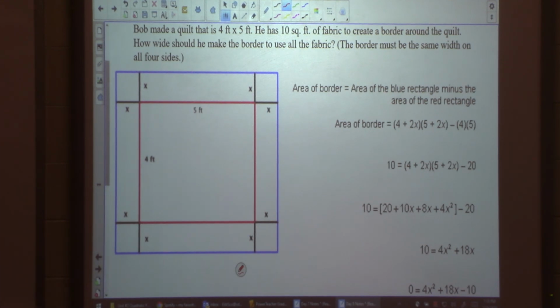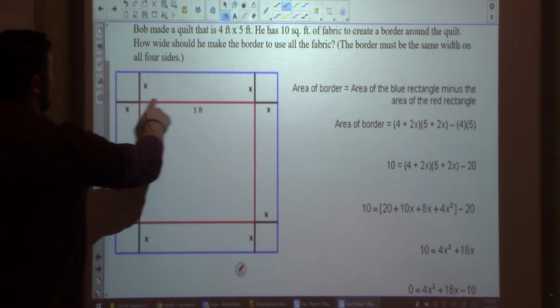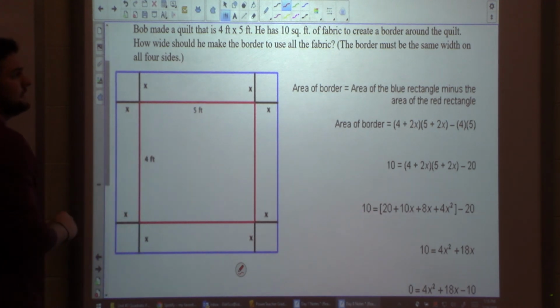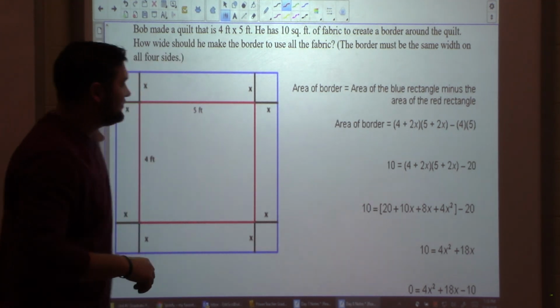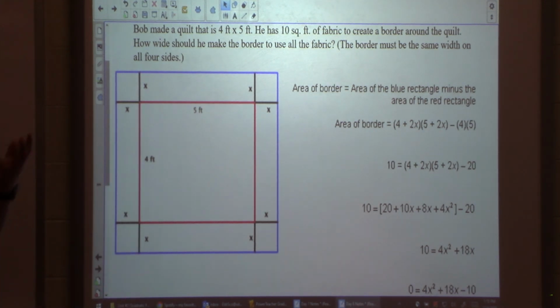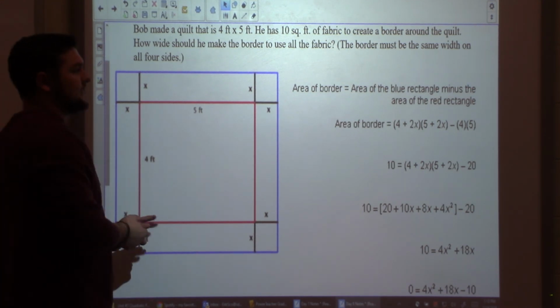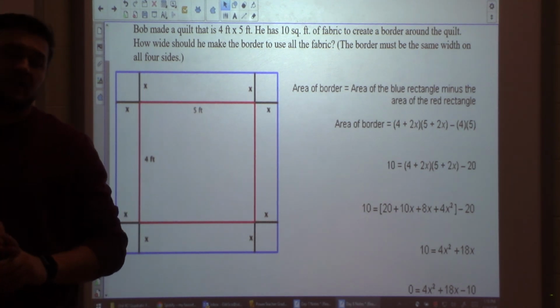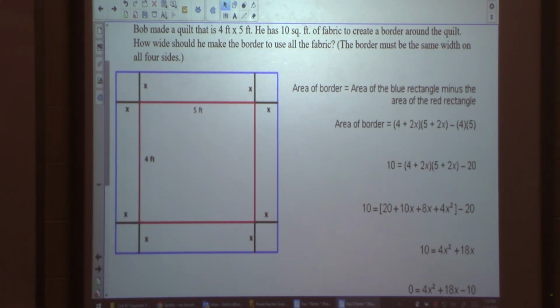So if we're making a quilt, the quilt is the red part here, right? The border around it is gonna go all the way around, it's gonna make it into a bigger quilt. It's gonna be the blue quilt now. We need to figure out how wide to make that quilt, or how wide to make that border. To do that, we need to find the area of the border and then solve for x. So they did this a little bit for us.